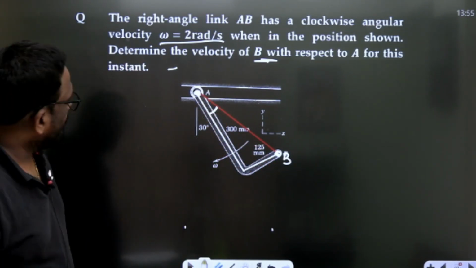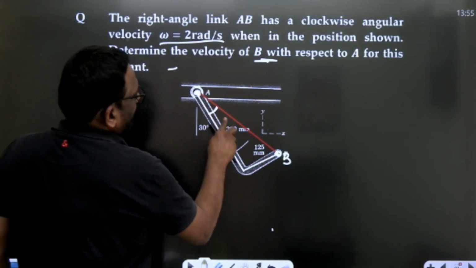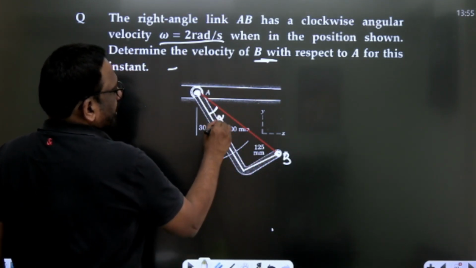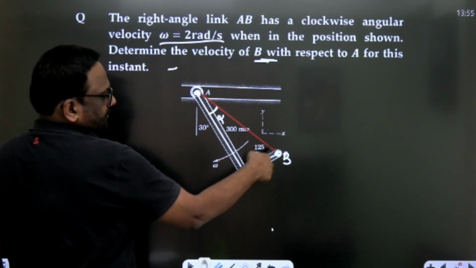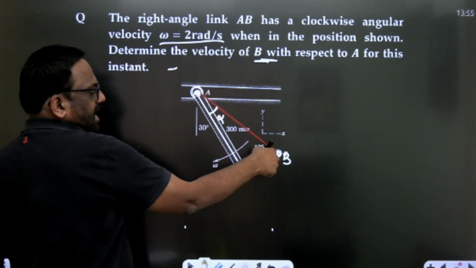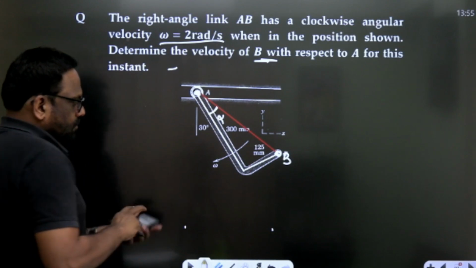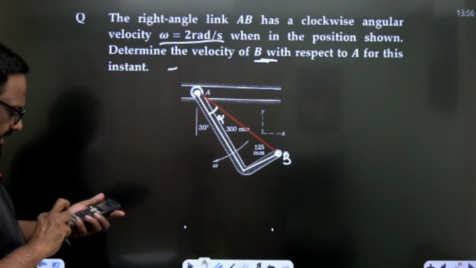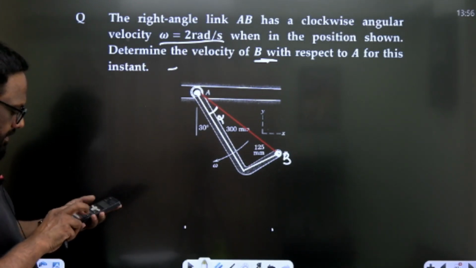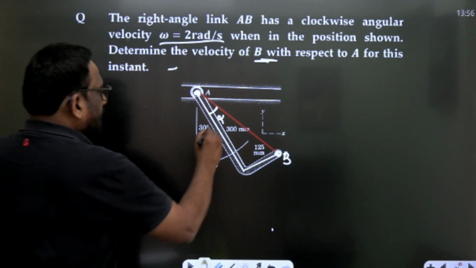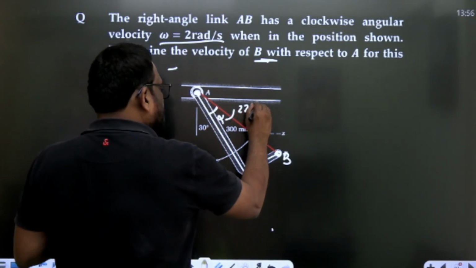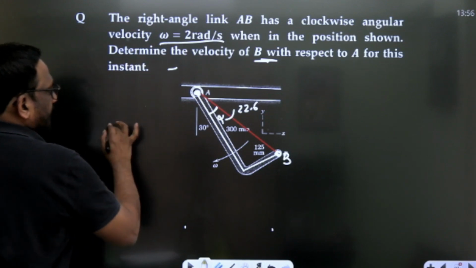Okay. So let me calculate. We can write tan alpha is equal to, if this is alpha, this length is 125, this is 300. Tan alpha is opposite by adjacent. So 125 divided by 300, I want tan inverse. So it is 22.6. Correct, sir. So ये total angle आएगा, sir.